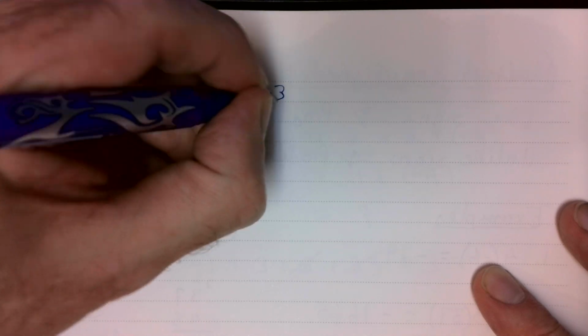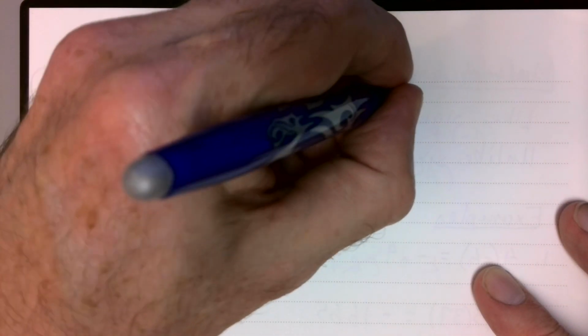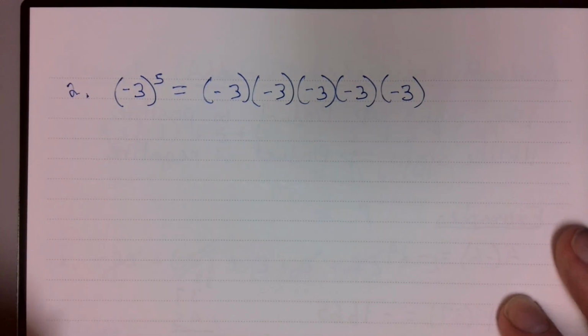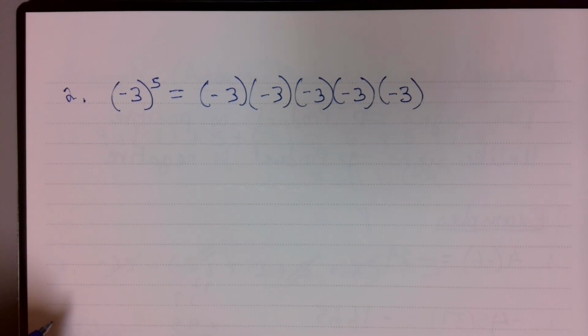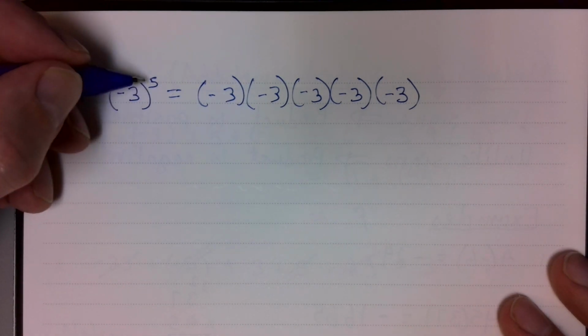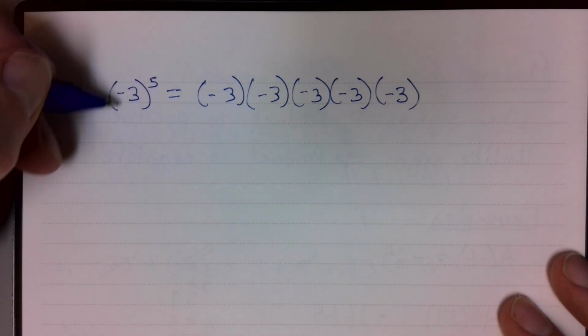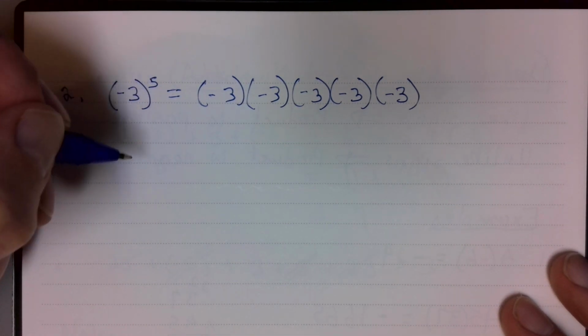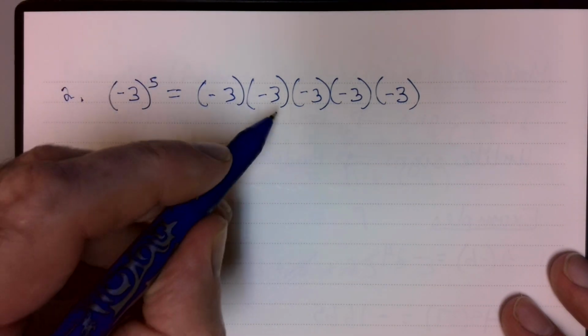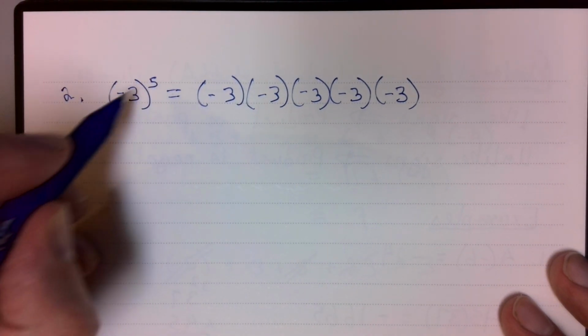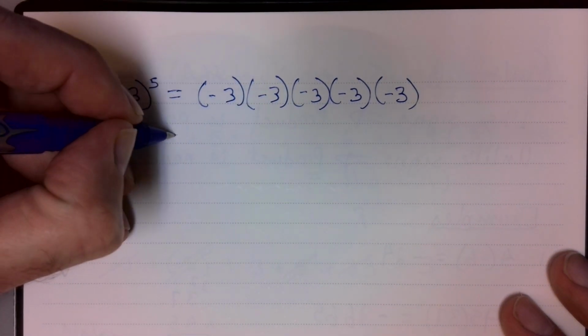-3 to the power 5. So 5 factors of -3. -3 multiplied by itself 5 times. Remember, the exponent tells you the number of factors. The base tells you what the factors are going to be. So 1, 2, 3, 4, 5 factors of -3.